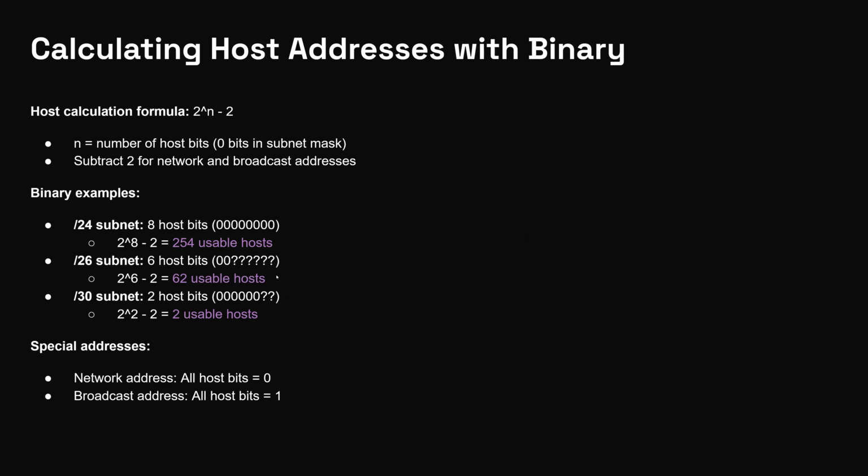A /30 network is commonly used for point-to-points between routers. As we go on, we will talk about what that means. You have 2 host bits, then 2 to the power of 2 minus 2 is 2 usable hosts. And special addresses: you get your network address, that network ID, which is all host bits equal to 0. Then the broadcast address, which is 255, and all host bits equal to 1. Okay, we can move on to the next slide.